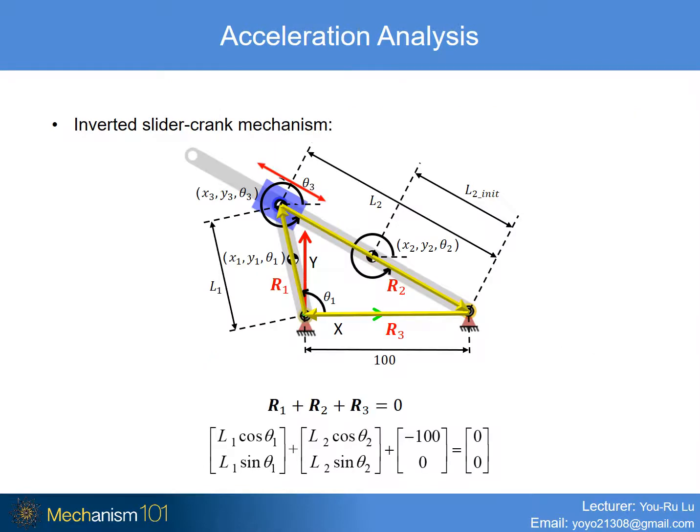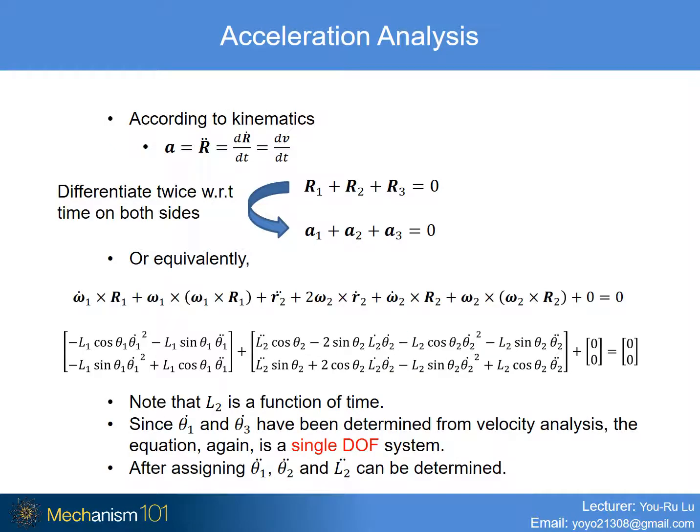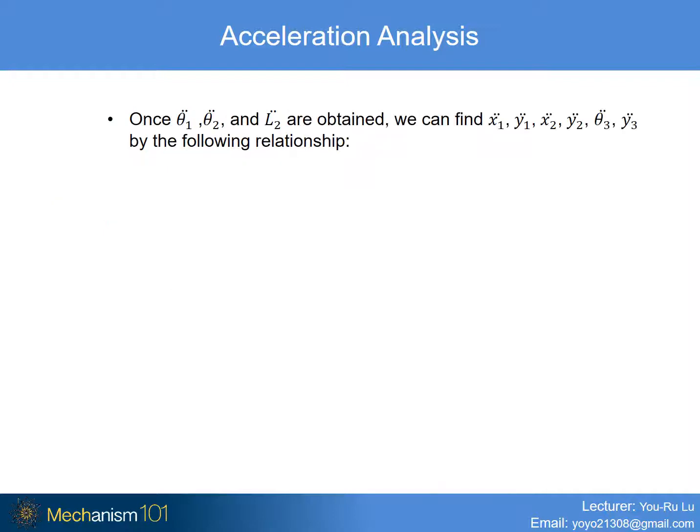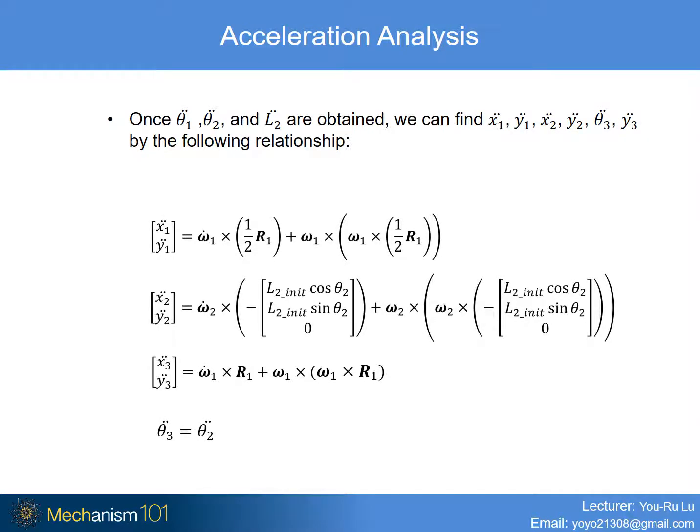The last example is inverted slider crank mechanism. The procedure is totally the same as previous examples. The only thing you should notice is that since both the length and angle of R2 will change, all the terms in acceleration vector, such as tangential and Coriolis acceleration, will appear. After the unknowns are solved, we can find the rest of the coordinates by the following relationships. Note that θ3 double dot equals θ2 double dot, since θ3 dot equals θ2 dot.